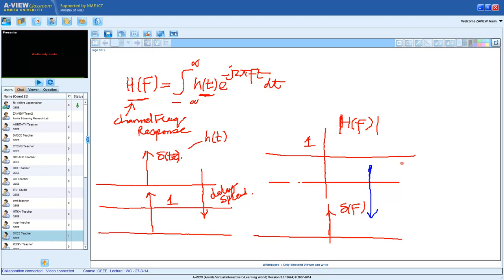Coherence bandwidth is... Can someone tell me what is the definition of the coherence bandwidth? Yesterday we talked about the coherence bandwidth. Can someone remind me what is the definition of the coherence bandwidth? We define the coherence bandwidth Wc.